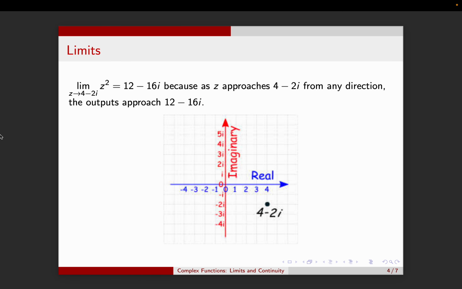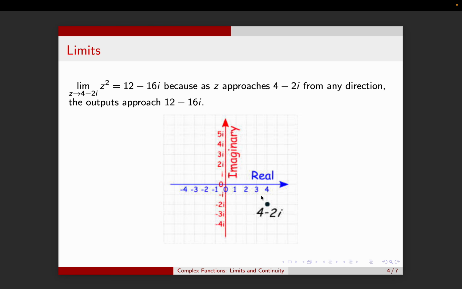So here's an example. As z gets close to 4 minus 2i, we can ask, what does z squared do? And it turns out that z squared gets really close, arbitrarily close to 12 minus 16i. If we let z get really close to 4 minus 2i, the outputs will approach 12 minus 16i.